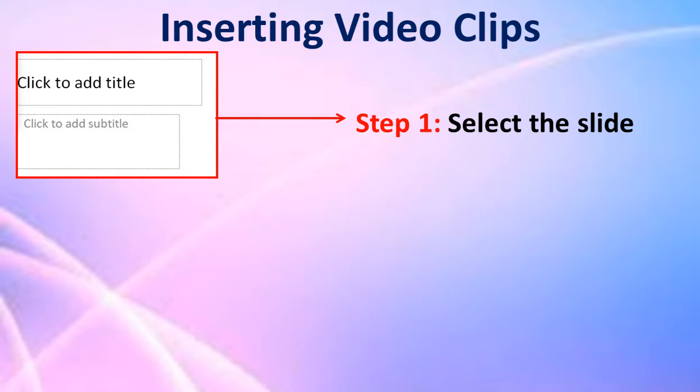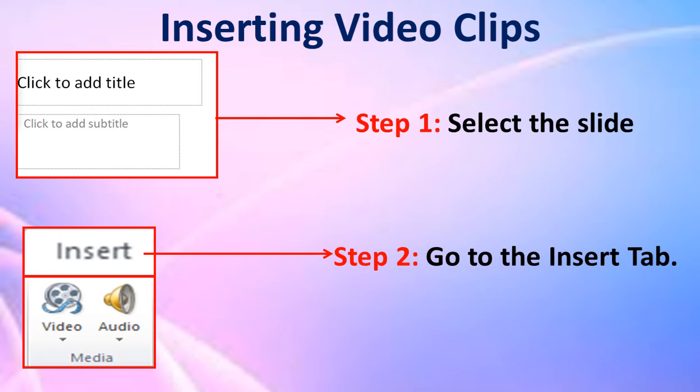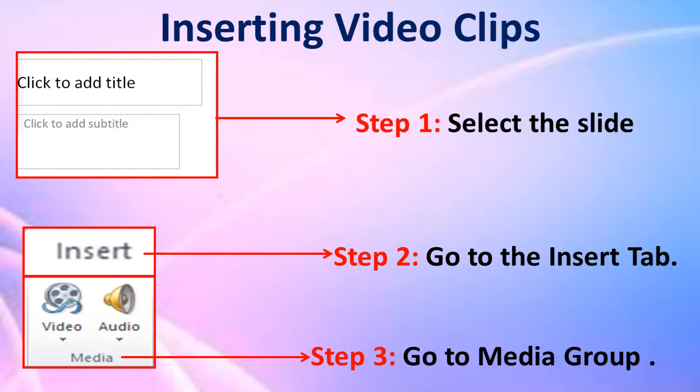The first step is you need to select the slide. Step 2 is you need to click on the Insert tab. Step 3 is you need to click on the media group. There will be two options. One is video, the other one is audio.